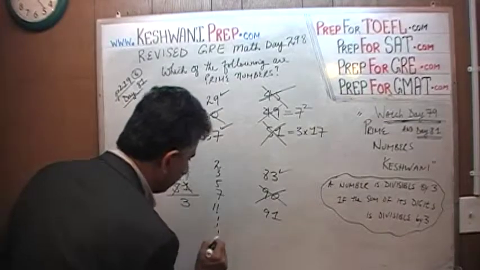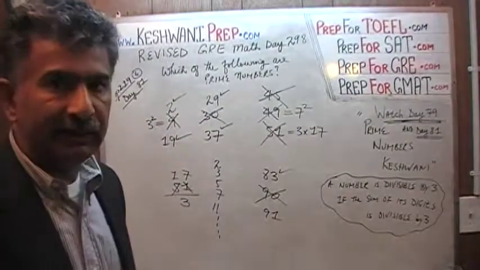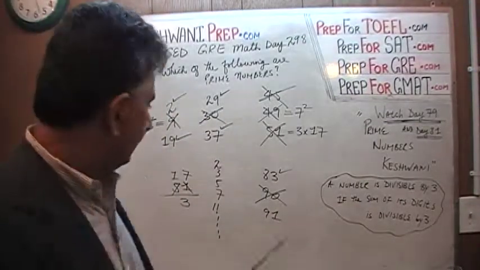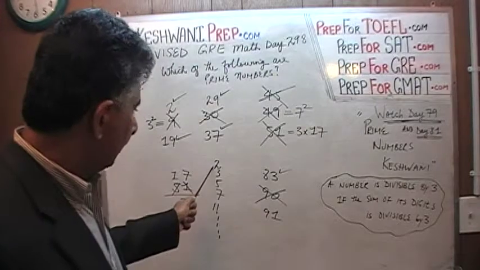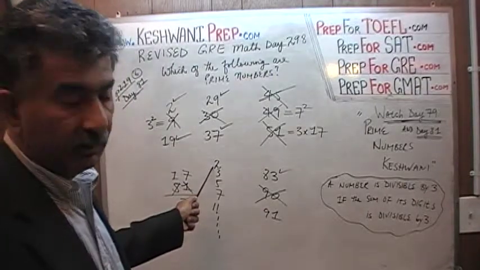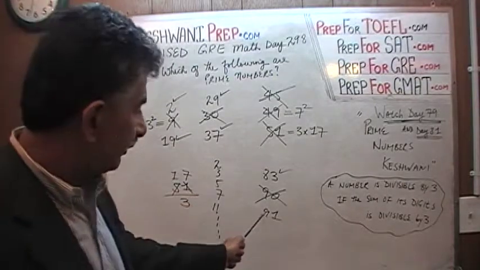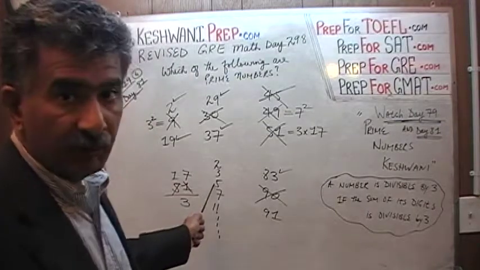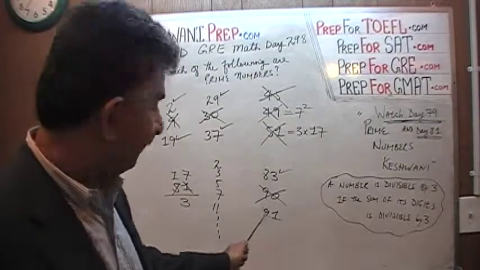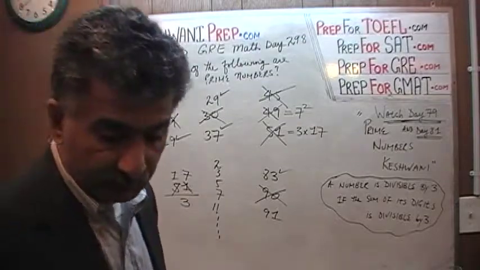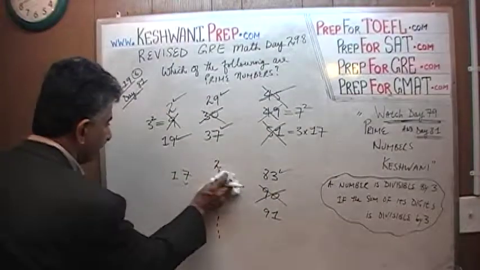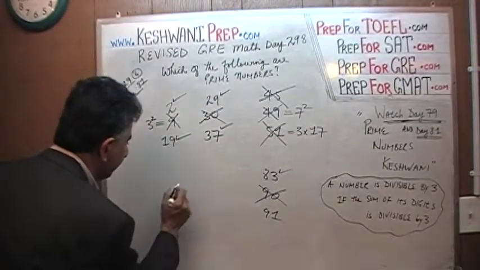You have to check all the prime numbers to see if you can divide this number by any of the prime numbers. It is not divisible by 2 because it's not an even number. It's not divisible by 3 because sum of the digits is 10. It's not divisible by 5 because it doesn't end in a 0 or a 5. The next one is 7. Let's see if we can divide 91 by 7.